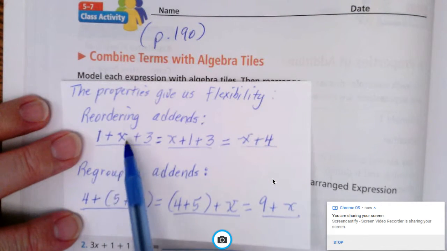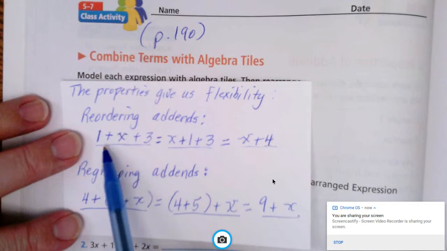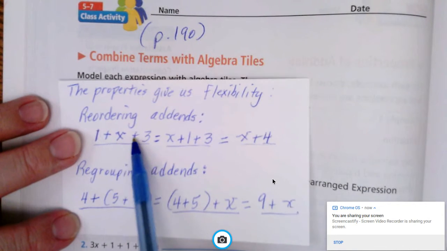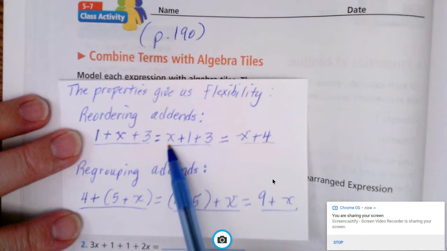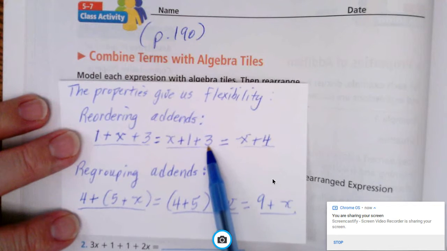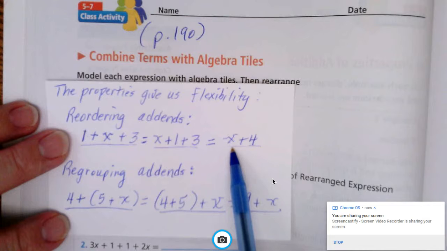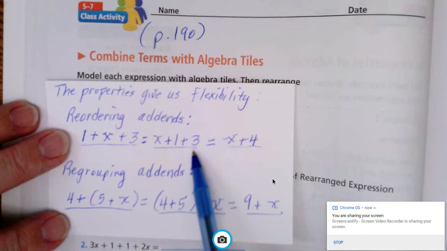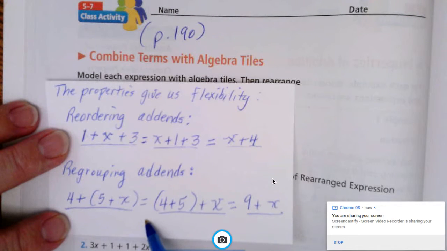Remember, this is just adding. If all of these terms are just being added together, you can rearrange them, reorder them. So 1 plus x plus 3 would give you the same amount as x plus 1 plus 3, which would give you the same amount as x plus 4, because 3 and 1 are 4. Here we just reordered them, so you'd get the same answer in all of those. They're all equivalent or equal.